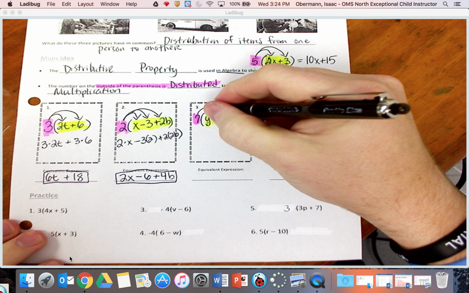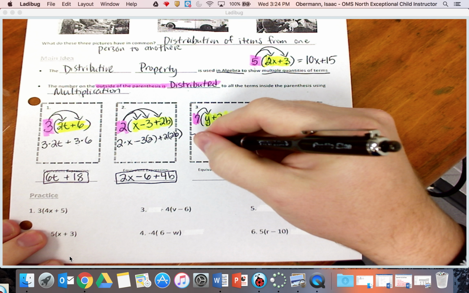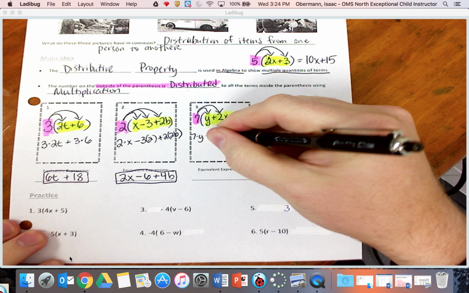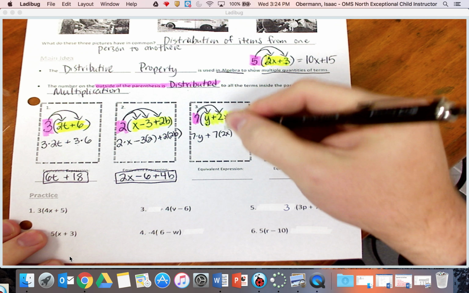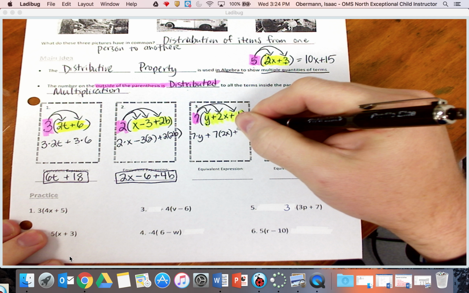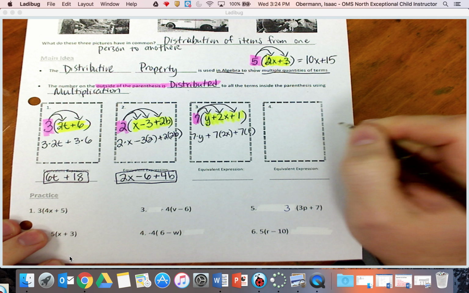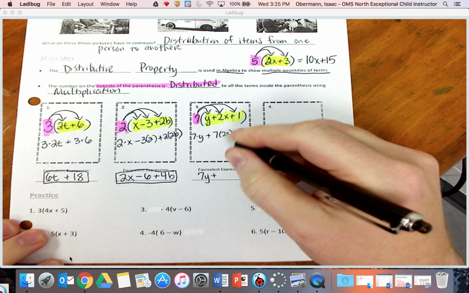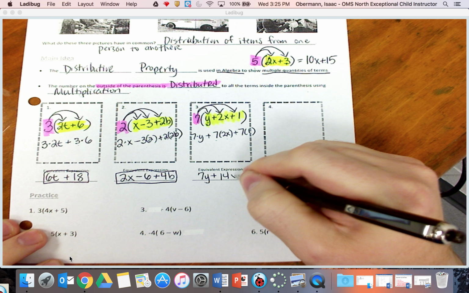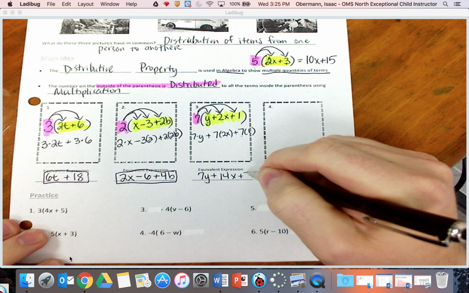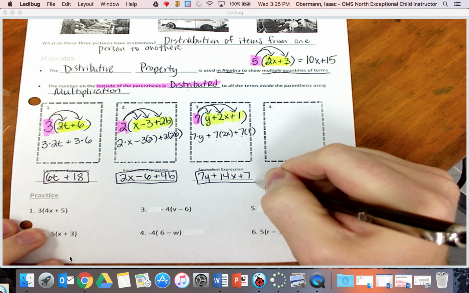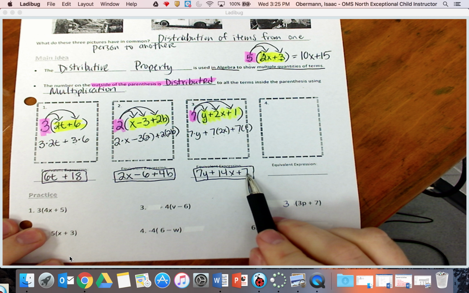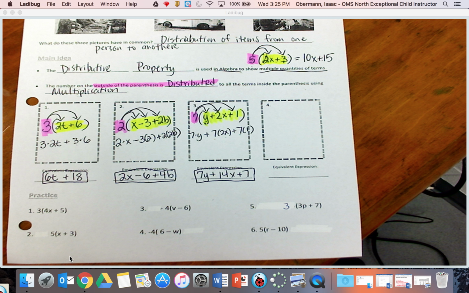So I take the 7 times the y, take the 7 times the 2x, and 7 times the 1. And what happens then? I get 7y. 7 times 2 is 14x. And 7 times 1 is 7. There's my answer. I'm done because I have no terms that are alike. I don't have to put them together. If I had terms that were alike, I would have had to put them together. And so I'm done. That's it.